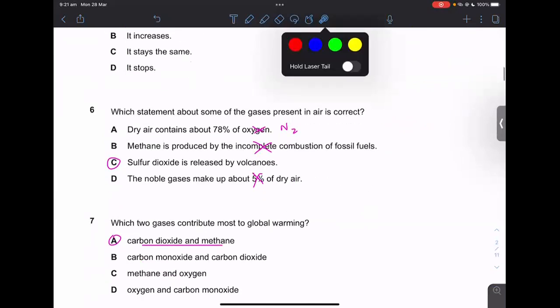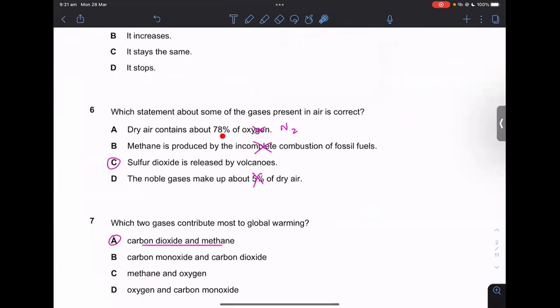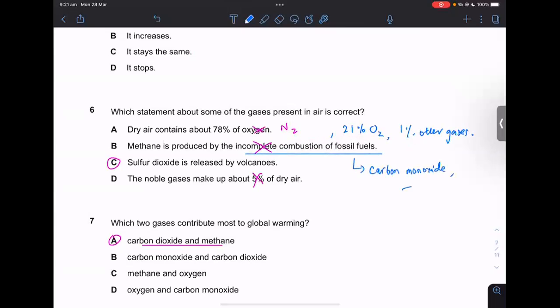Question number 6, a lot of people choose option A, and that is very, very worrying because you know that air contains not 78% of oxygen, but 78% of nitrogen, 21% oxygen, 1% other gases. This is all from primary school science. This is all from lower secondary science, and now you're in year 10, and some people still cannot get that. Incomplete combustion of fossil fuels will give you carbon monoxide. So carbon monoxide is toxic, it's poisonous to us. People have written quite some long stuff in their environmental chemistry work too.